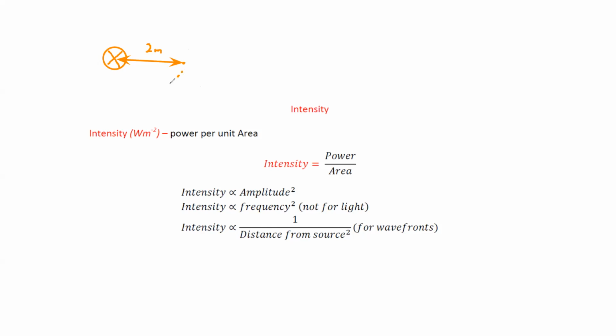There will be so many points which are 2 meter away from the bulb. When we connect those points, it will form a sphere. My sphere might not look like a perfect sphere, but it will form a sphere. So what is the area of the sphere?